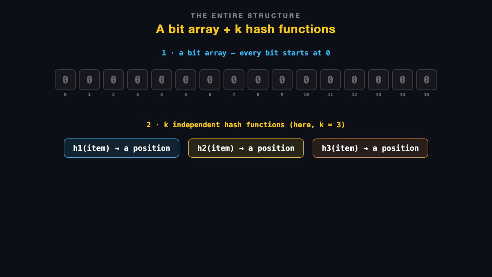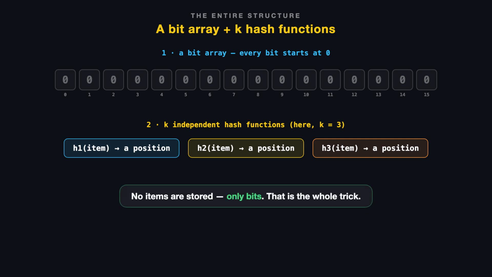Second, a set of hash functions. In our example, 3 of them. Each hash function takes an item and spits out a position in that bit array, a number from 0 to 15. They are independent, so the same item usually lands on 3 different positions. And that is the whole thing.